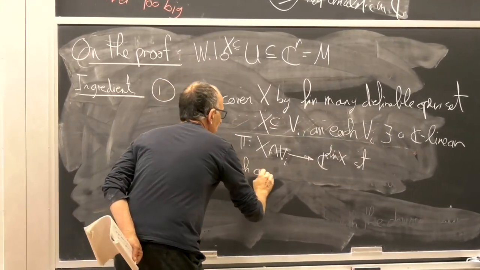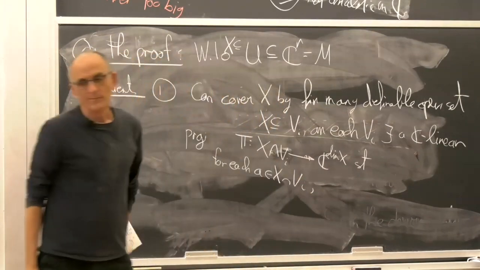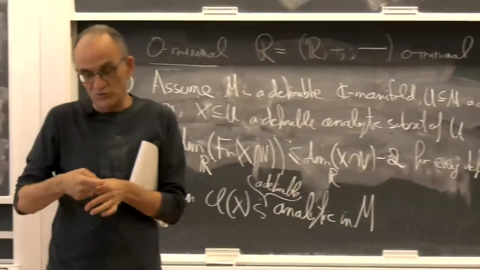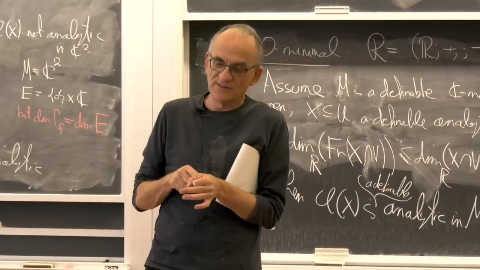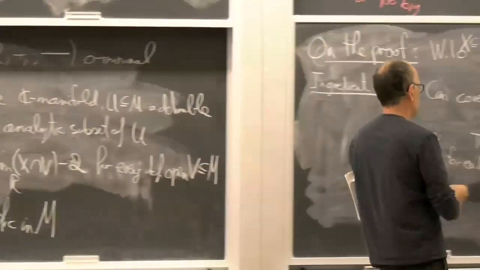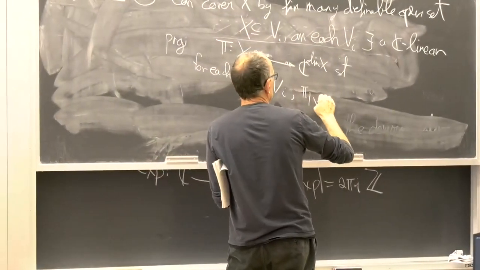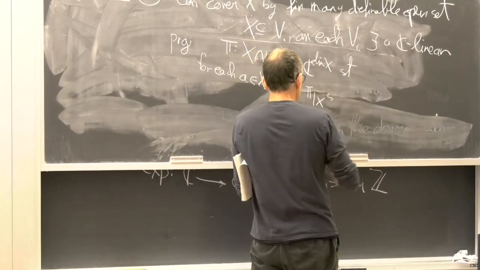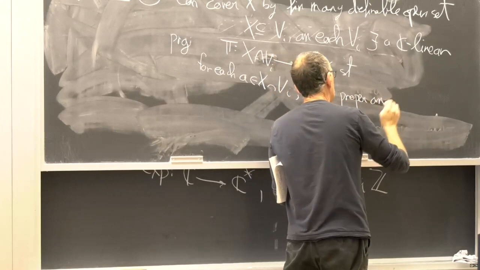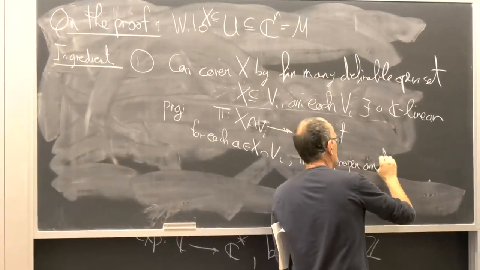for each a in X intersection V_i, pi is proper with respect to pi(a), which means that if you take any curve approaching pi(a) inside the image, the pre-image will not go to infinity, will have a limit point. Pi restricted to X intersection V_i is proper on its image.